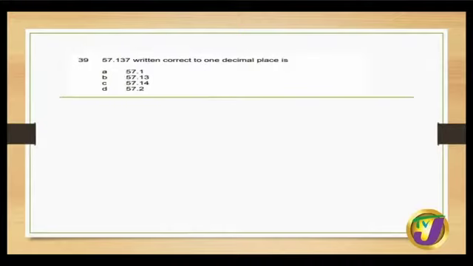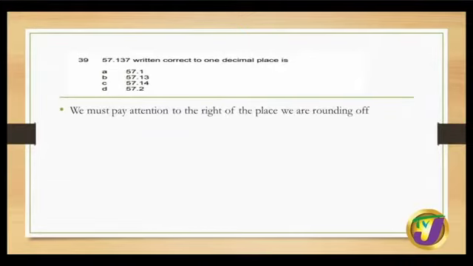Next question. 57.137, or 57 and 137 thousandths, written correct to 1 decimal place. So what do we do here? We must pay attention to the digit to the right of the place we are rounding off. So we're rounding off to 1 decimal place.